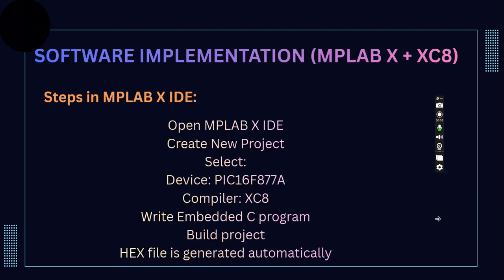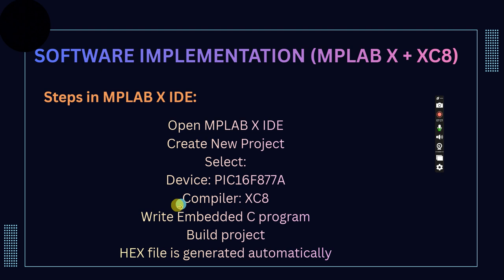In this slide, we will discuss the software implementation. Steps in MPLAB X IDE. First, open MPLAB X IDE. Create a new project. In this project, select standalone project. Select device. Choose the device named PIC16F877A and select the compiler. Choose the compiler as XC8 compiler and write the embedded C program.